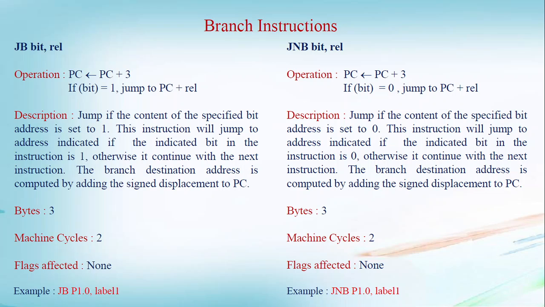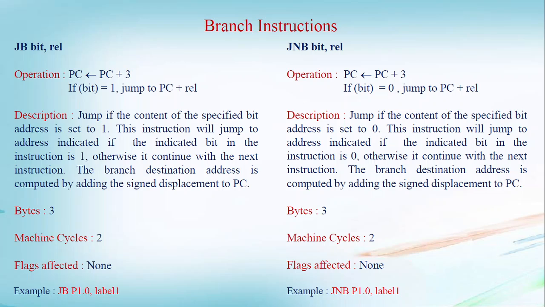Example, JB P1.0, which is the first IO pin of port 1, comma label 1. So this instruction means jump if P1.0 equals 1. Otherwise, it will execute the next instruction.